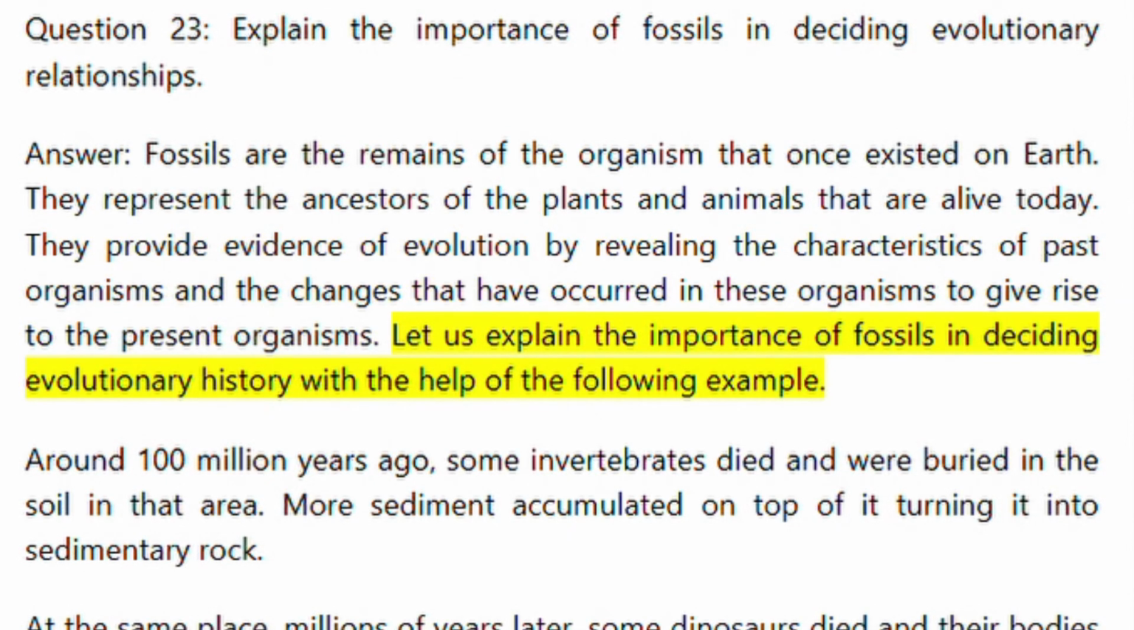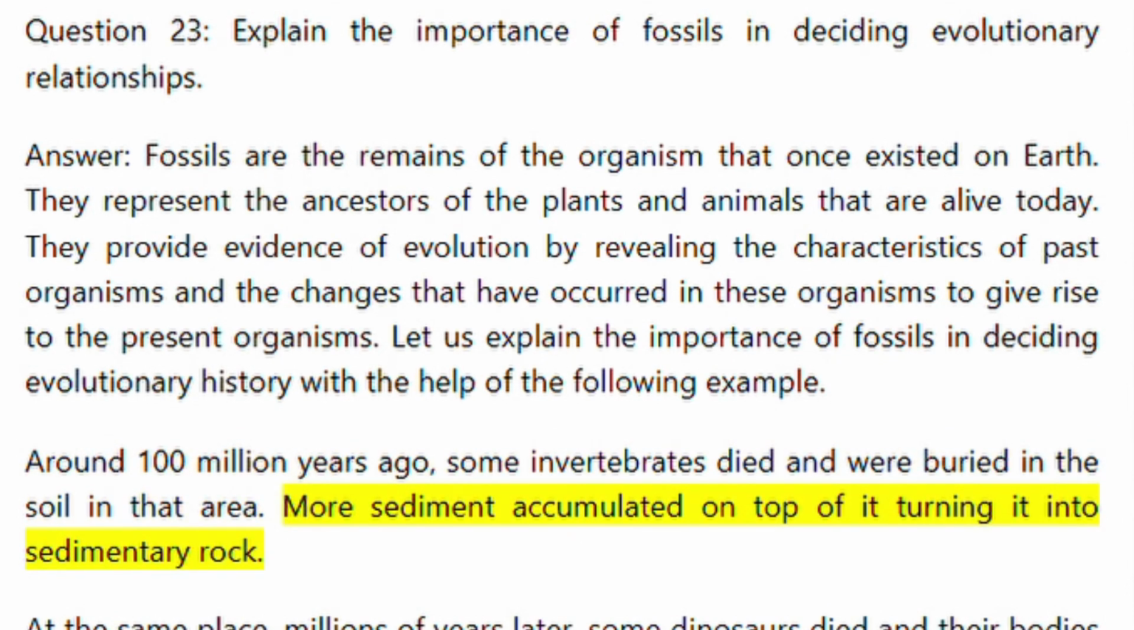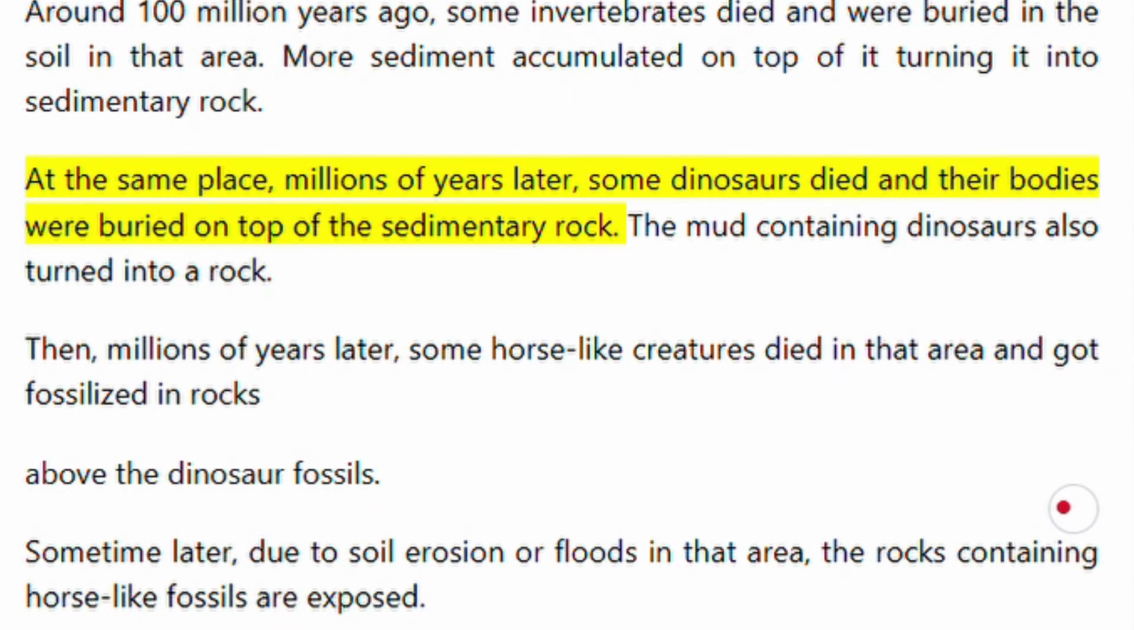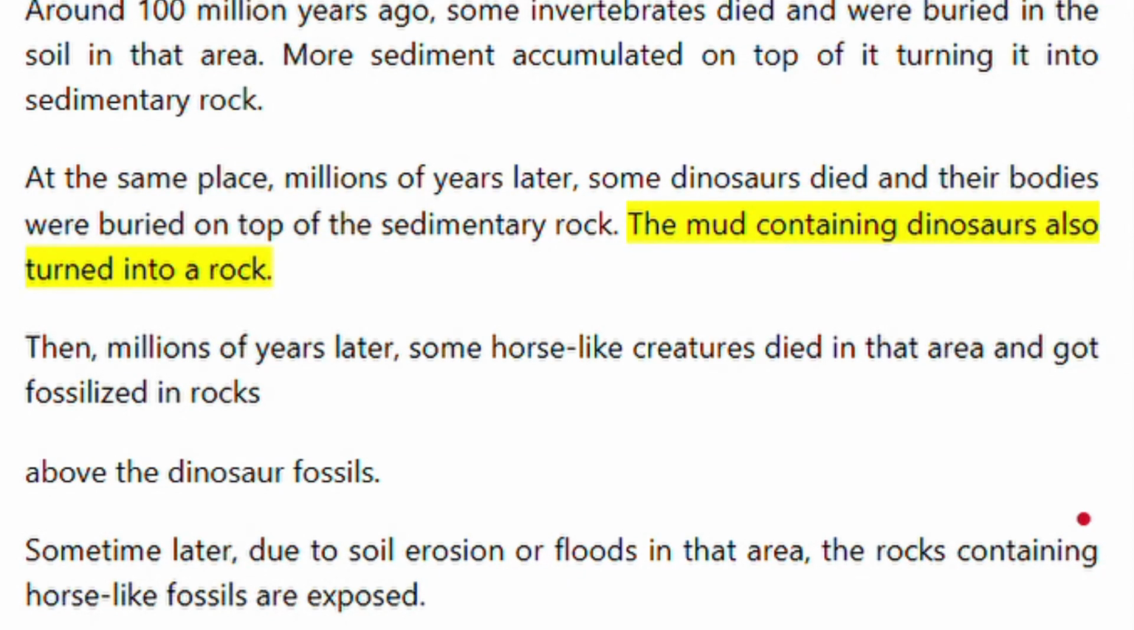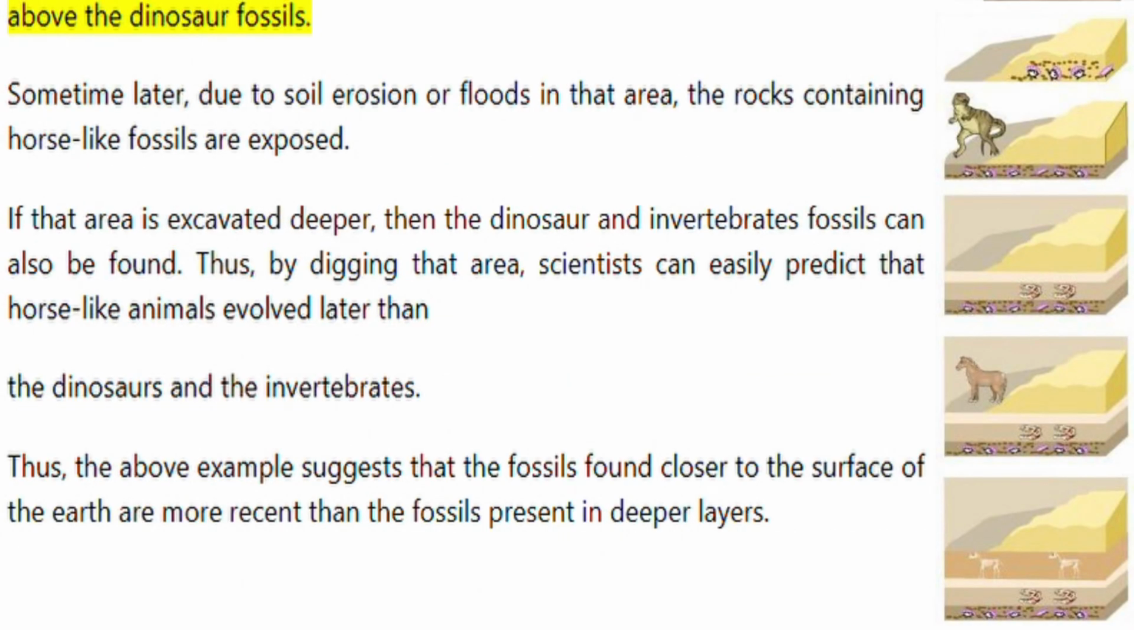Let us explain the importance of fossils in deciding evolutionary history with the help of the following example. Around 100 million years ago, some invertebrates died and were buried in the soil in that area. More sediment accumulated on top of it, turning it into sedimentary rock. At the same place, millions of years later, some dinosaurs died and their bodies were buried on top of the sedimentary rock. The mud containing dinosaurs also turned into a rock. Then, millions of years later, some horse-like creatures died in that area and got fossilized in rocks above the dinosaur fossils.